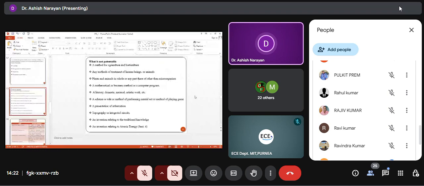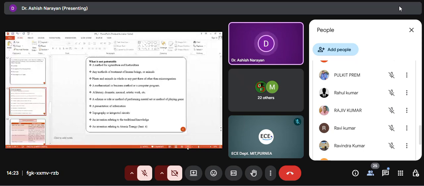ओके, मैं स्लाइड शेयर कर दूंगा. तो देखो, ये कुछ चीजें पेटेंट नहीं कर सकते. कौन कौन सी चीजें नहीं पेटेंट कर सकते आप? एनी मेथड ऑफ ट्रीटमेंट ऑफ ह्यूमन बींग्स और एनिमल्स, प्लांट एंड एनिमल्स इन ए होल और एनी पार्ट देयर ऑफ अदर देन माइक्रो ऑर्गेनिज्म. ए मैथमेटिकल और बिजनेस मेथड को आप पेटेंट नहीं कर सकते. और कंप्यूटर प्रोग्राम को, ये सब किस में जाएगा? कॉपीराइट. लिटरेरी, ड्रामेटिक, म्यूजिकल, आर्टिस्ट वर्क, ये सब भी पेटेंट आप नहीं कर सकते.